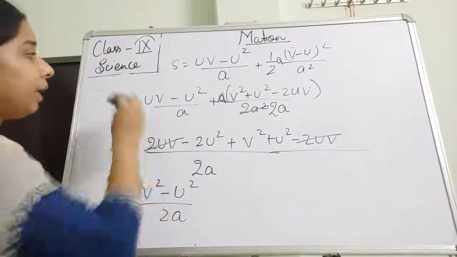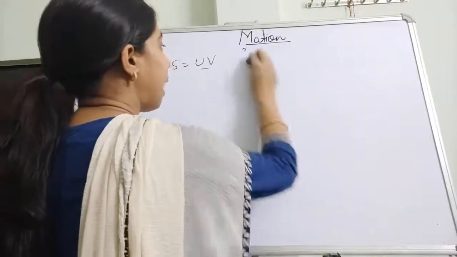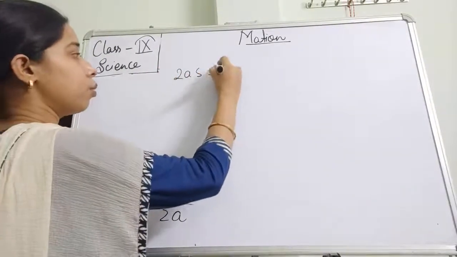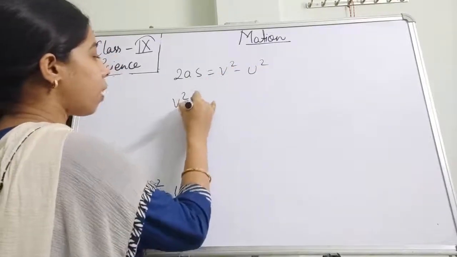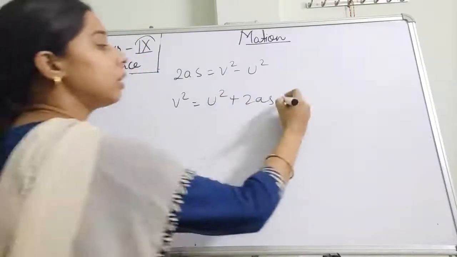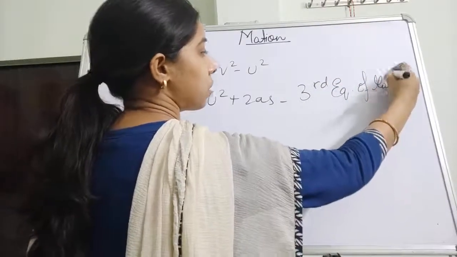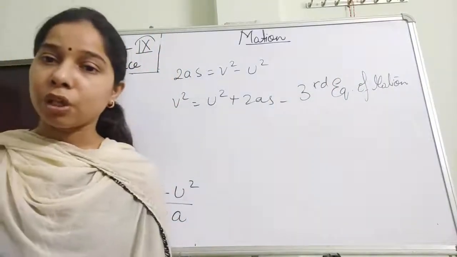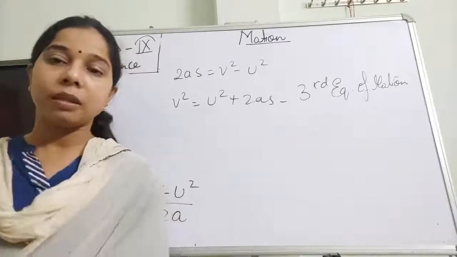After again rearranging this, we will get the third equation of motion, students, and that was 2as equals v square minus u square, or v square equals u square plus 2as. This is the third equation of motion. So we have understood how to derive the first equation, the second equation, and then we have also seen how to derive the third equation, students.